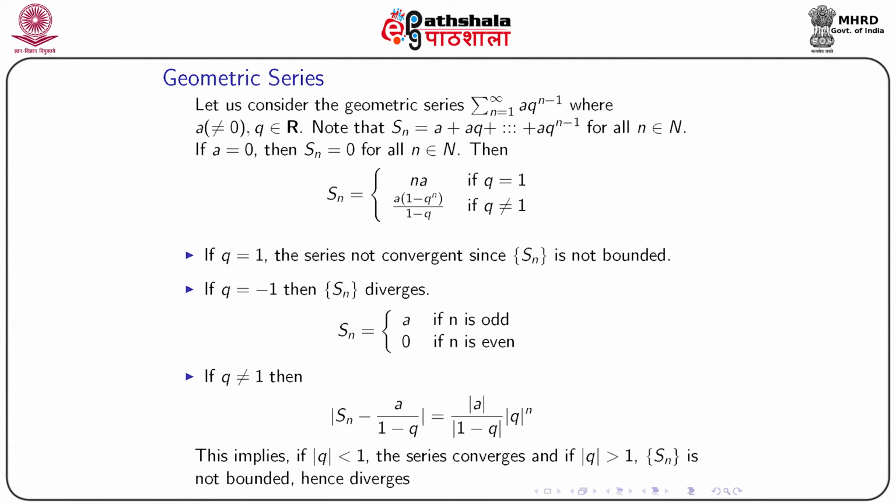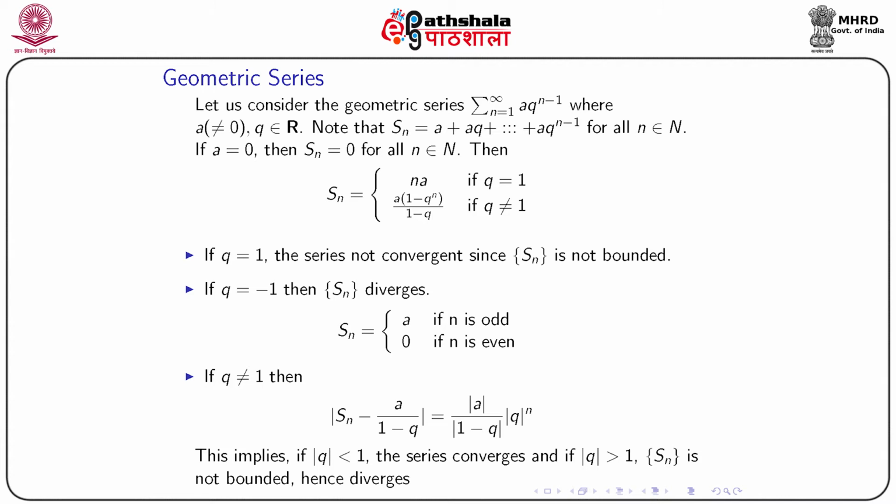Now we will consider one very important series called the geometric series. Let us consider the geometric series of the form sum over n from 1 to infinity of a q to the power n minus 1, where a is not equal to 0 and q belongs to the set of real numbers. So we can write Sn, the nth partial sum, as a plus aq plus aq squared plus ... plus aq to the power n minus 1, for all n belonging to capital N.